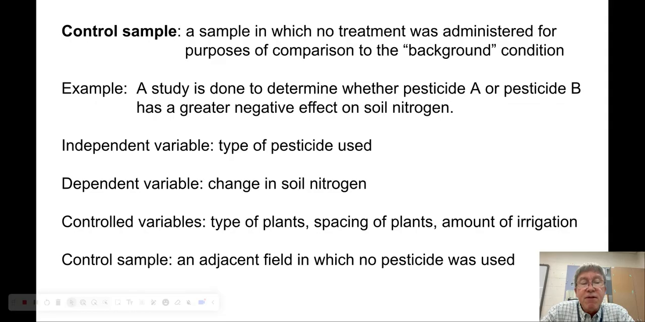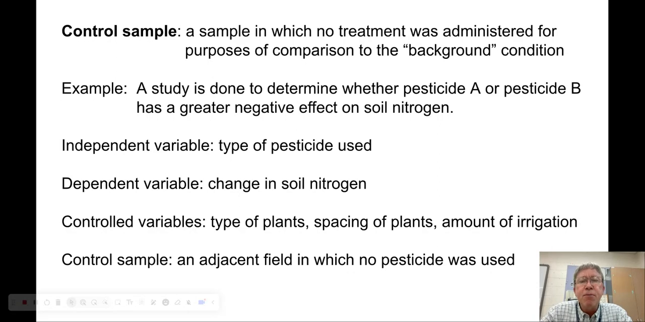So a control sample is different from a controlled variable. And not every experiment requires the use of a control sample, but many of them do. And this is something that's more common in environmental science and biological sciences than it is in the physical sciences like chemistry and physics. So let's just zoom in on this a little bit.